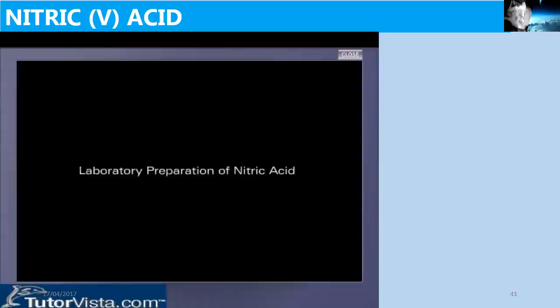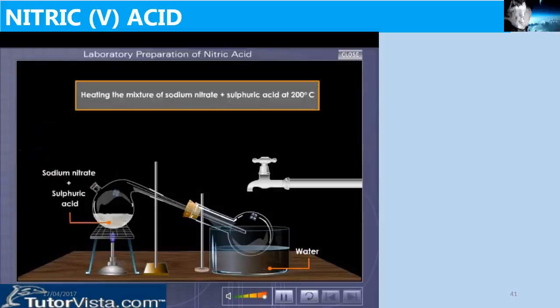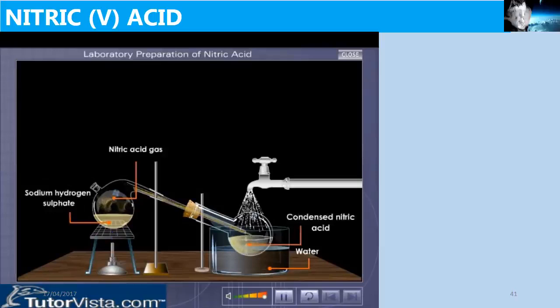Laboratory preparation of nitric acid. Shown here is the arrangement for the preparation of nitric acid in the laboratory. A mixture of equal parts by weight of sodium nitrate and concentrated sulfuric acid is heated gently in the retort. Nitric acid formed, being volatile, distills over. The concentrated nitric acid vapors are collected in a water-cooled receiver. The vapors are condensed into a liquid gradually.